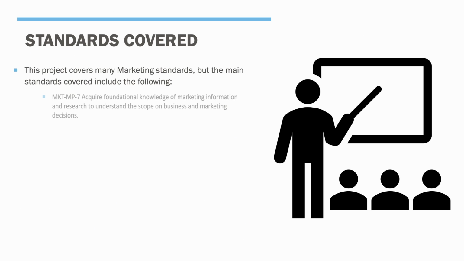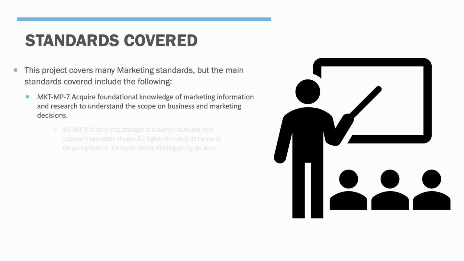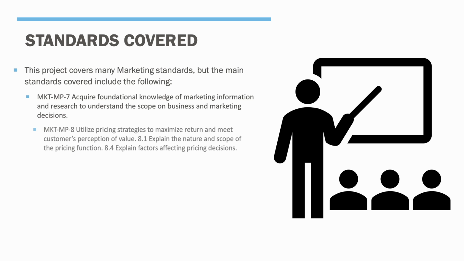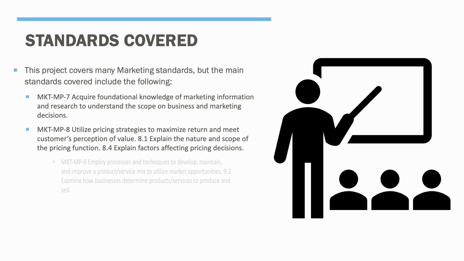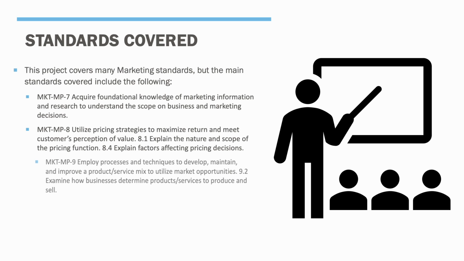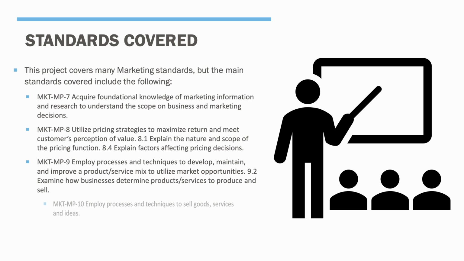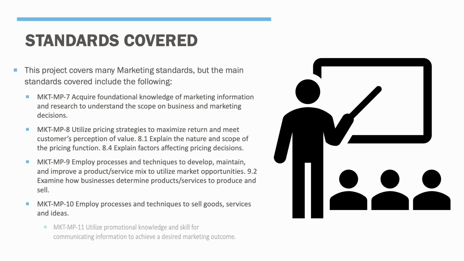Marketing Principles Standard 7. Acquire foundational knowledge of marketing information and research to understand the scope on business and marketing decisions. Marketing Principles Standard 8. Utilize pricing strategies to maximize return and meet customers' perception of value. 8.1. Explain the nature and scope of the pricing function. 8.4. Explain factors affecting pricing decisions. Marketing Principles Standard 9. Employ processes and techniques to develop, maintain, and improve a product/service mix to utilize market opportunities. 9.2. Examine how businesses determine products/services to produce and sell. Marketing Principles Standard 10. Employ processes and techniques to sell goods, services, and ideas. Marketing Principles Standard 11. Utilize promotional knowledge and skill for communicating information to achieve the desired marketing outcome.